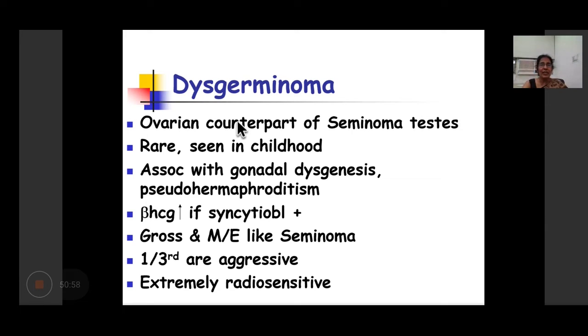Dysgerminoma is the ovarian counterpart of seminoma of the testis. It is seen in childhood and can be associated with pseudohermaphroditism or gonadal dysgenesis. So it has a uniform, smooth cut surface, and 1/3 are aggressive. It is important to know and differentiate this tumor from all the other germ cell tumors because it responds well to radiotherapy. It is an extremely radiosensitive tumor. Only 1/3 of them are aggressive tumors.